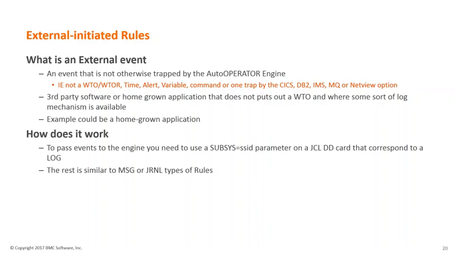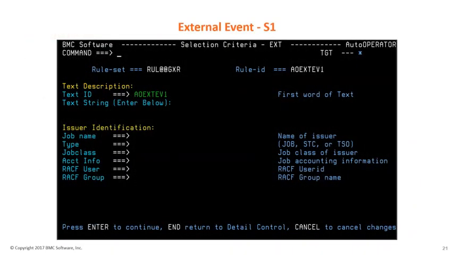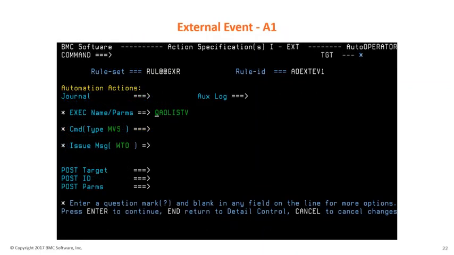In the software that's generating the data stream, we would specify a SUBSYS equals SSID in the JCL. The reason we do that is so that the data gets sent to the subsystem ring and AutoOperator can pull it down from there. So for an external event in the selection criteria, we specify the text ID of the message that we want to trap. And in this case, we're going to execute an exec, QAO list v, to list variables.